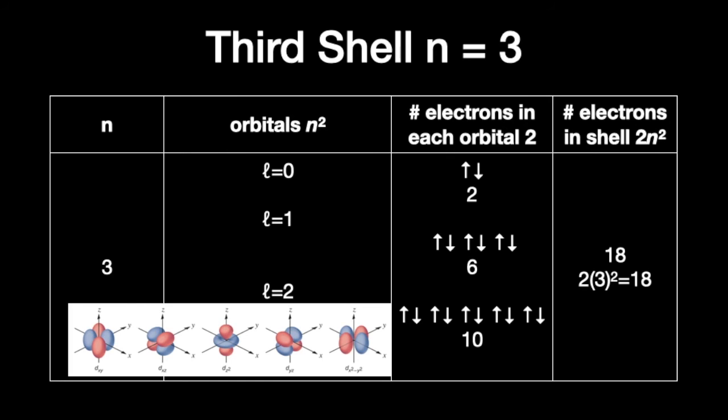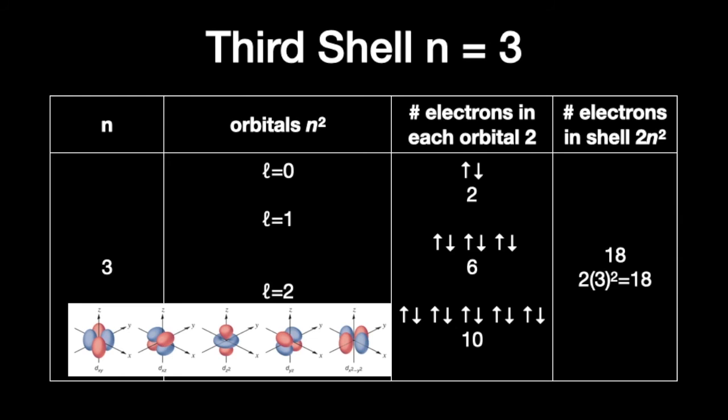You could also calculate it using that 2n squared formula. 2 times the principal number, n, is 3 here. So 2 times 3 squared is 2 times 9, or 18. So that's how you could easily calculate it without going through and understanding much about the orbitals there, okay?